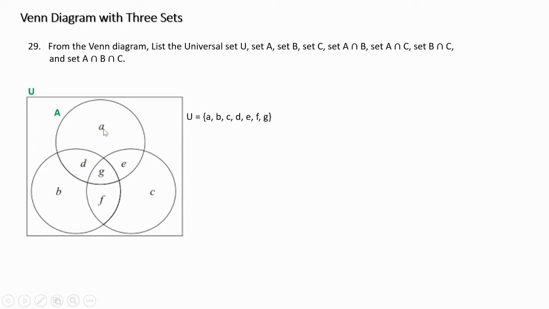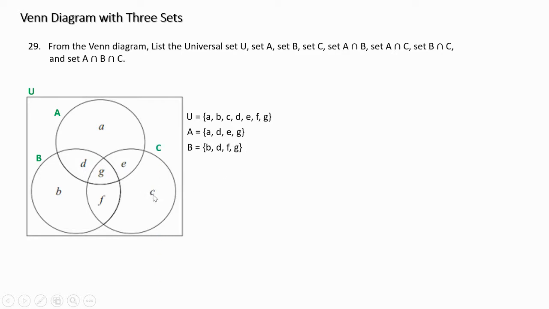Now, set A. Set A is going to be A, D, E, G. Now, set B. Set B is going to be B, D, F, G. I'm trying to go in alphabetical order. There it is. How about set C?